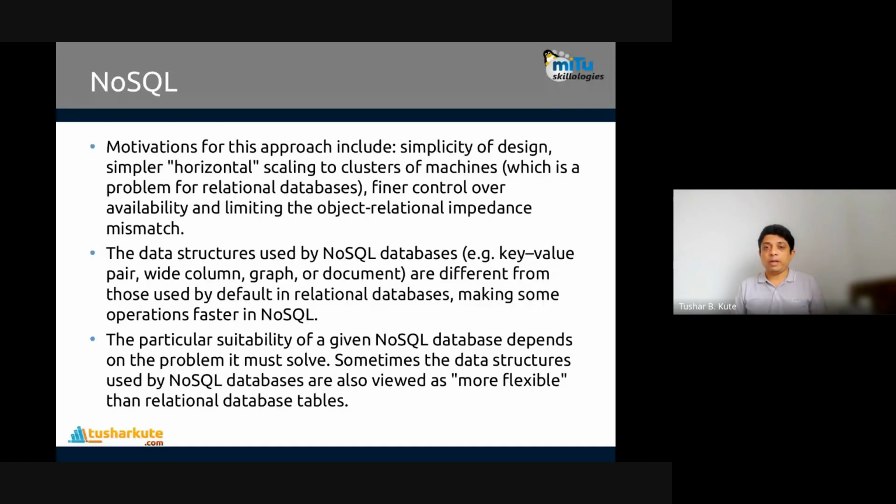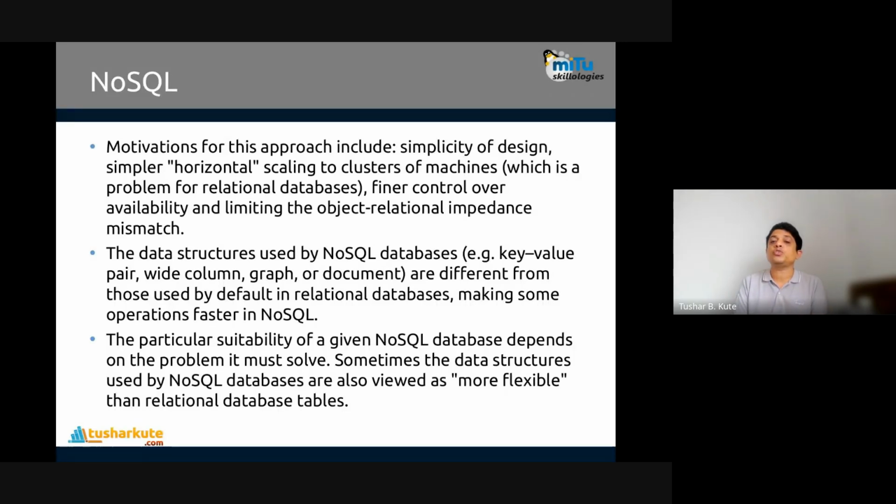I want to develop an architecture in which a few data is stored on one system, another system, another system. It's called scalability, distributed architecture. It is one of the prime reasons to develop these systems. Or fine control over availability. Availability means it may be available multiple times or from multiple locations. And limiting the object relational impedance mismatch. These are the reasons behind the development of this particular architecture.